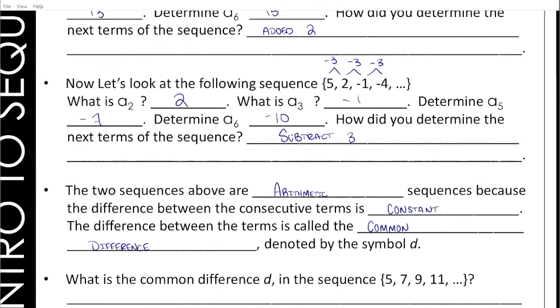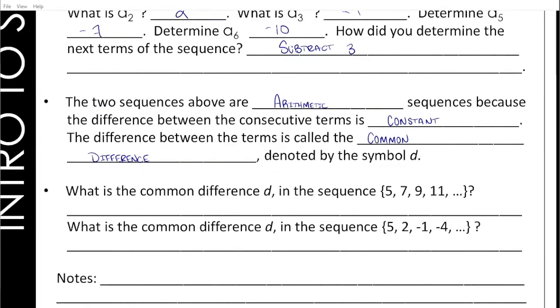Okay, so we look at our sequence 5, 7, 9, 11. What's our common difference? So we're going up by 2 each time. So +2, +2, +2. So our common difference is 2. Next one, same thing. We're looking at the difference. 5 to 2 is -3. 2 to -1 is -3. -1 to -4 is -3. So our common difference is -3.